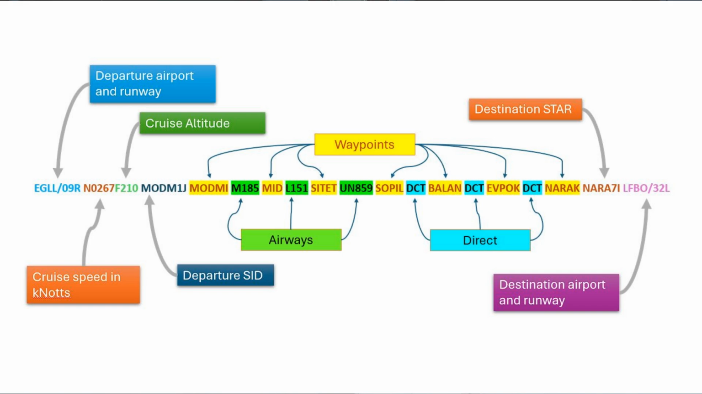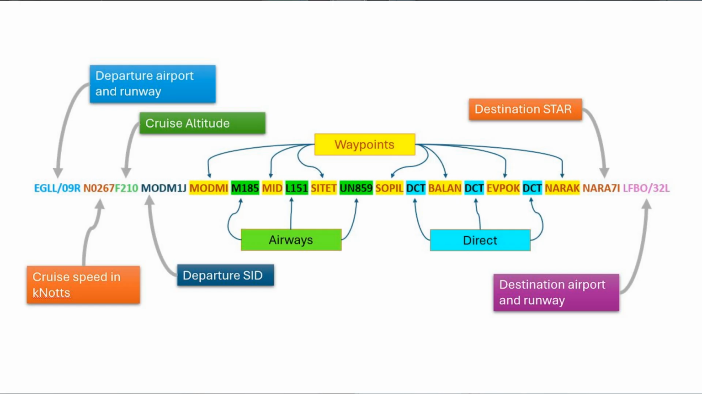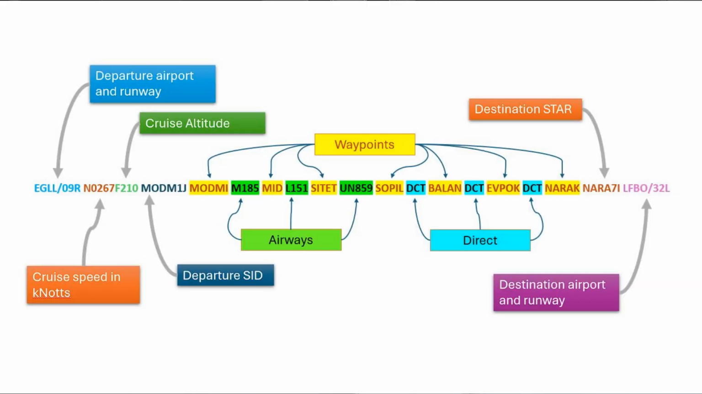So we'll continue this. We'll go from SITET, airway. And airway Uniform November 859 is next, and we will take that as far as SOPEL, which must be on the next page. SOPEL, exec, return, return. So now we've added quite a few waypoints because that's quite a long route. SOPEL. Then there are no more airways, so we'll be going direct to BALLON.